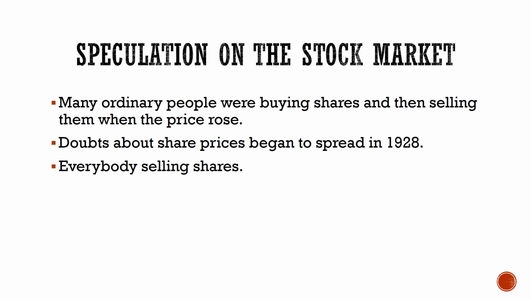However, doubts about the share prices began to spread in 1928. Companies were unable to sell their goods abroad, so their profits started to fall. Therefore, investors were less keen to buy their shares. This led to a downward spiral, and in October 1929, everybody wanted to sell their shares as they were becoming less valuable.